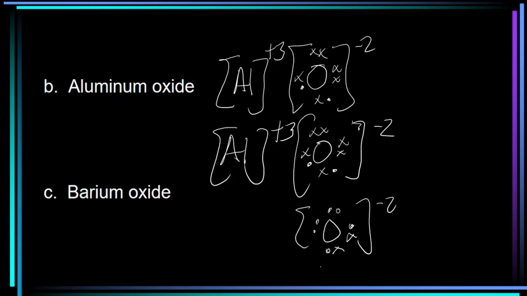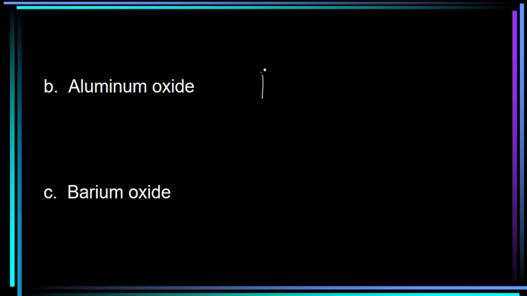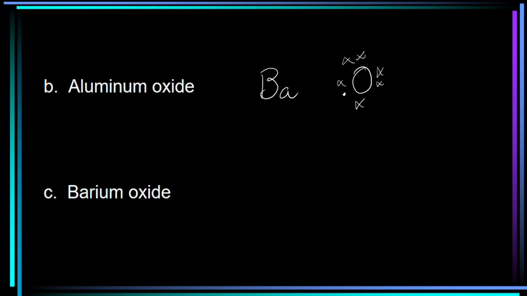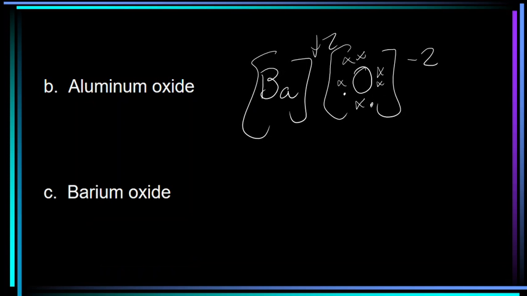Last one. Barium oxide. This one's easy. Remember to put the charges and the dots. Barium, the metal, will never have dots.